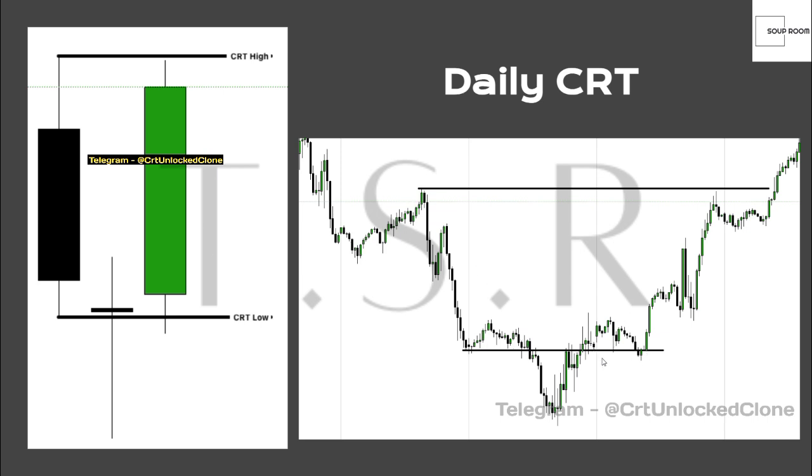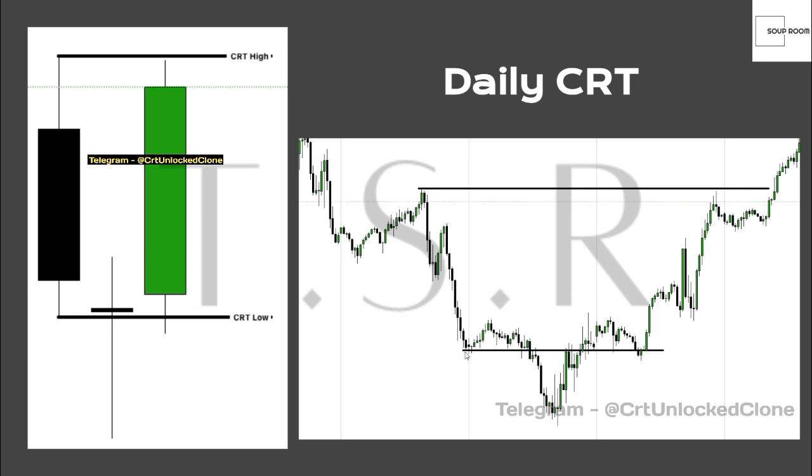Your goal is to find the power of 3 within every single candle and trade it that way. Ultimately, you must also understand the importance of the power of 3 of the overall trend, meaning the overall CRT.